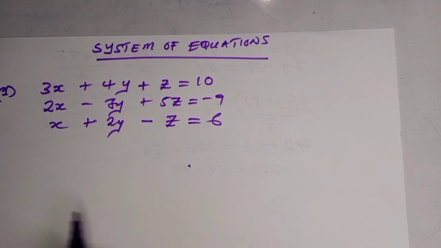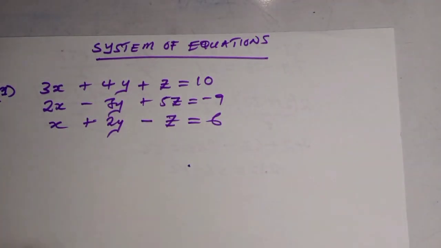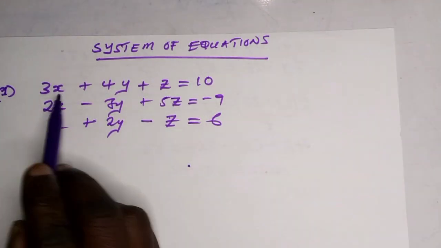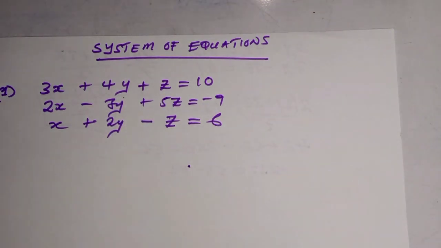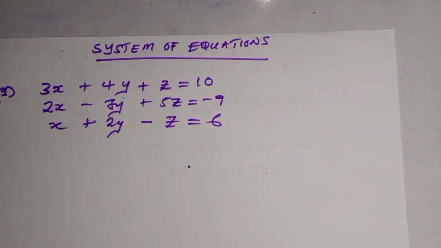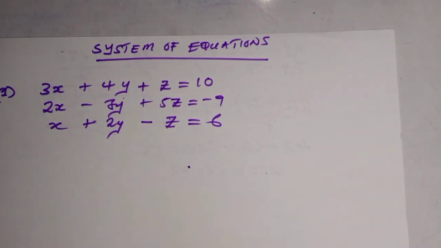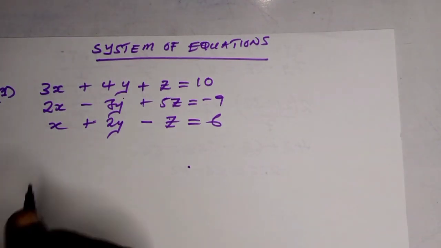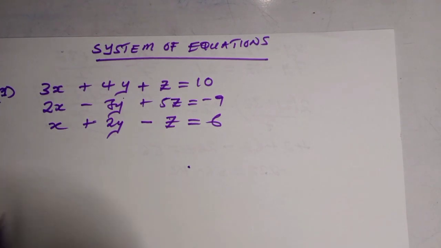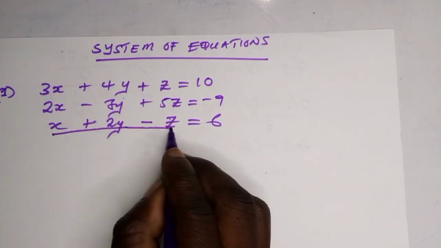And today's topic, we are looking at solving a system of equations which has three variables, x, y, z. The most important thing when you are solving a simultaneous equation which has three variables is to reduce it to two variables. By so doing, we have to make one of the variables the subject of the formula. So let's take this last equation here.